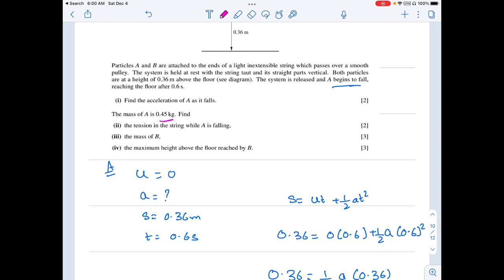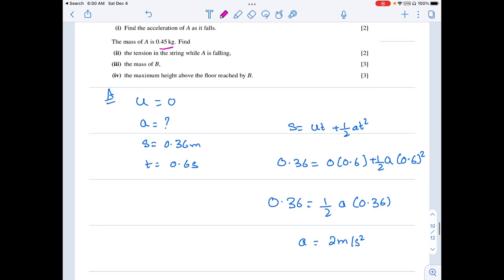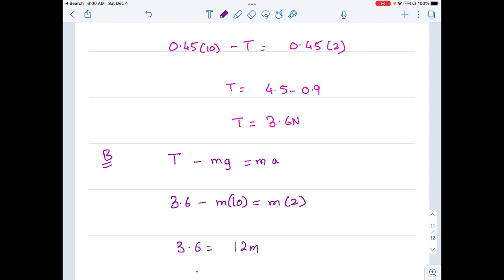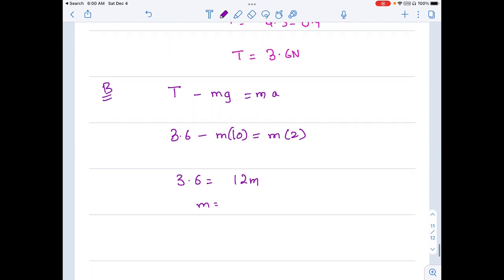Next, what is the mass of B? I am going to use the same formula, the same concept, for B also. The forward force is coming down, and it's going up because of the tension, and its mass mg is equal to ma. So tension, 3.6, minus m times g, g is 10, is equal to m times acceleration a. So it becomes 3.6 is equal to 12m. So m is equal to 3.6 divided by 12, which is 0.3 kg.